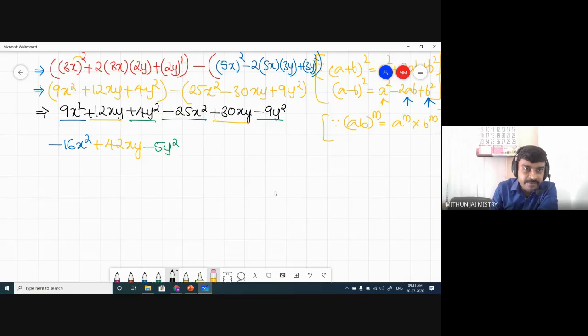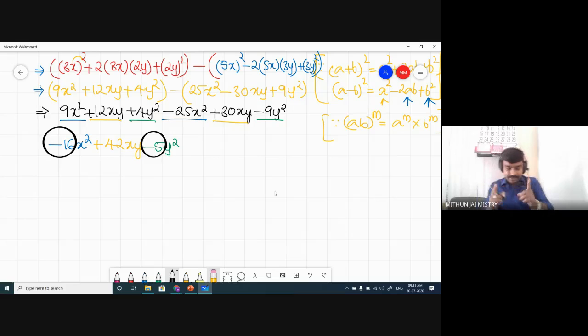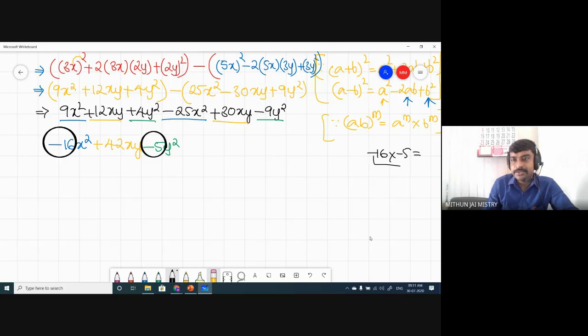When you want to split, first you have to multiply the first term coefficient and last term coefficient. When you take the first term and the last term, please remember you need to take the symbol also, because the symbol is also their property. Now multiply minus 16 into minus 5. Minus into minus is plus, 16 fives are 80.